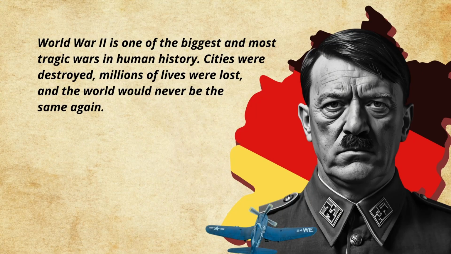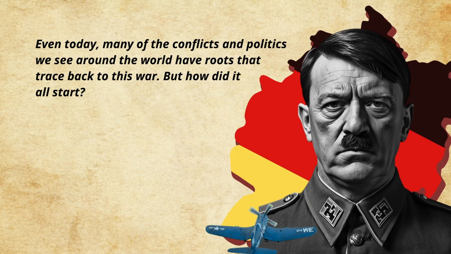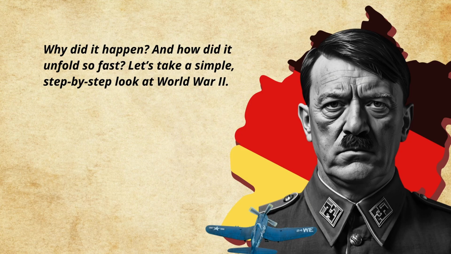World War II is one of the biggest and most tragic wars in human history. Cities were destroyed, millions of lives were lost, and the world would never be the same again. Even today, many of the conflicts and politics we see around the world have roots that trace back to this war. But how did it all start? Why did it happen? And how did it unfold so fast? Let's take a simple, step-by-step look at World War II.